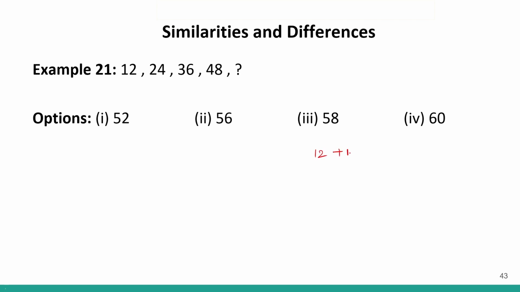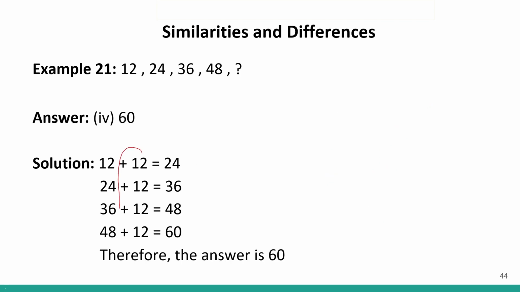Now, from 12 to 24. If I add 12 to 12, I'll get 24. Similarly, if I add 12 to 24, I'll get 36. Similarly, if I add 12 to 36, I'll get 48. So this is the logic, 12 plus 12 plus 12. So now if I add 12 to 48, I'll get 60. So my answer will be option number 4, 60. Here you can see this is the logic. We are adding 12 to the previous term to obtain the next term.